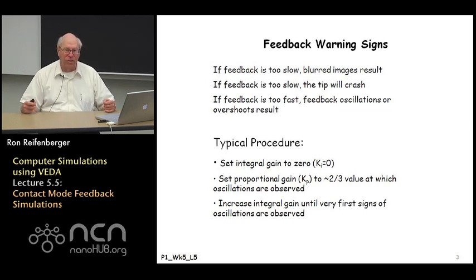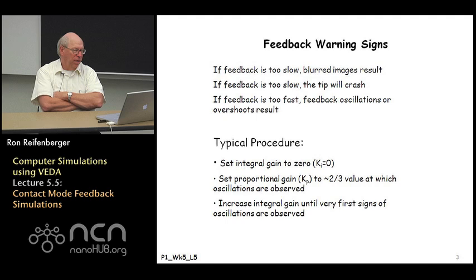There are many ways to set the feedback parameters. Typically, what you tend to do is you tend to set the integral controller to 0, or to a very small value, and then you continually increase the proportional gain until you start to observe noticeable oscillations in your image. Now, this adjustment can be made while your AFM is scanning over the substrate.